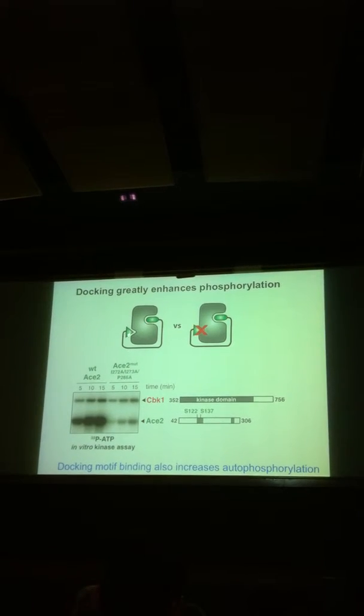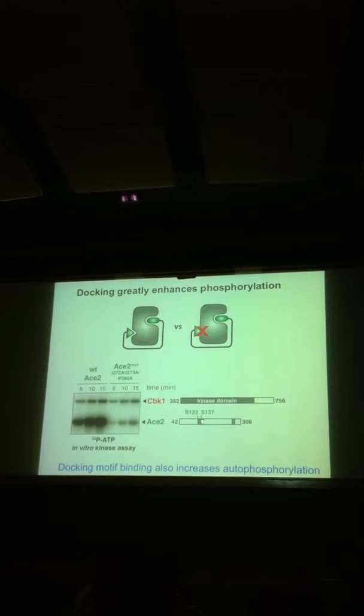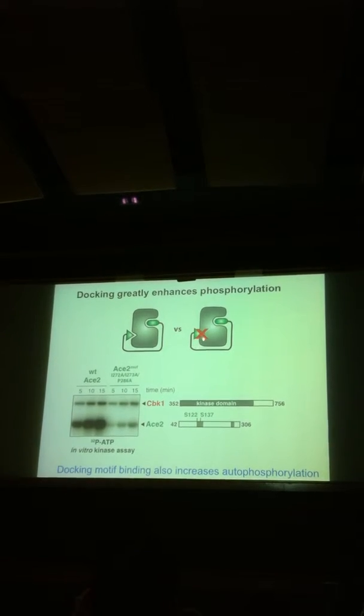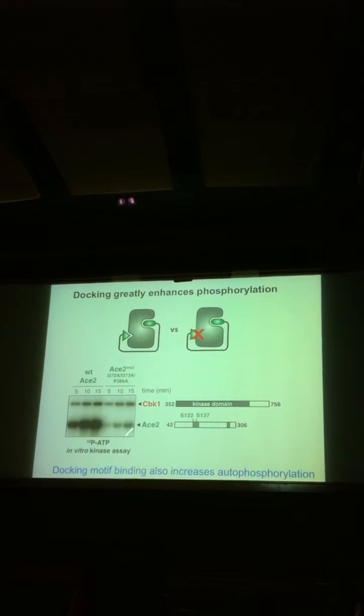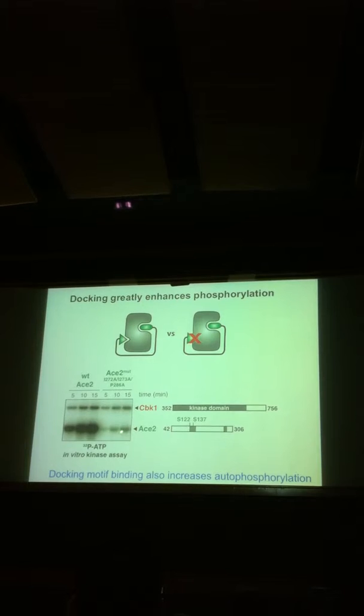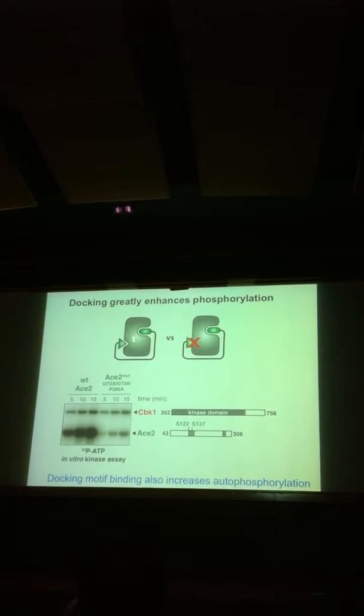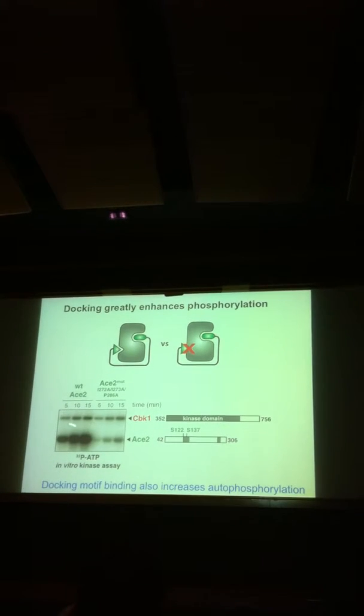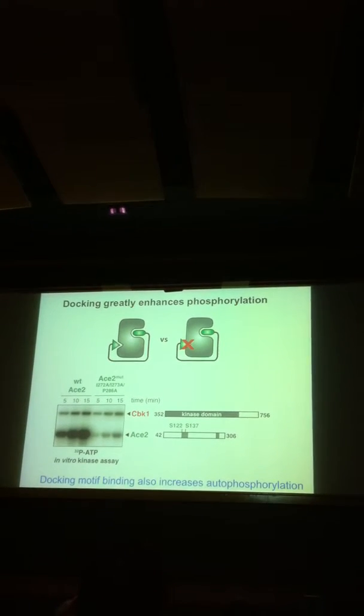If you have a docking motif present, you see robust phosphorylation of a fragment of ACE2 in vitro. But if you mutate the docking motif, and again, this is about a 30 micromolar interaction, you have almost a 100-fold effect on phosphorylation of this fragment in vitro. Interestingly, I don't have much time to talk about this, but binding to just the docking motif activates the kinase as well, for autophosphorylation at least.